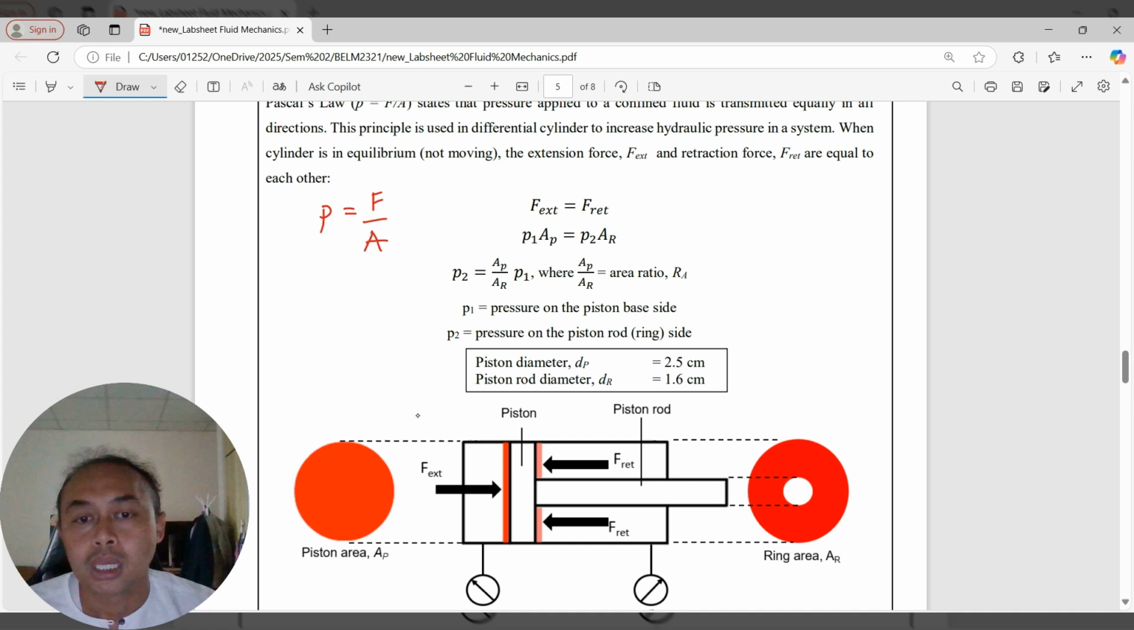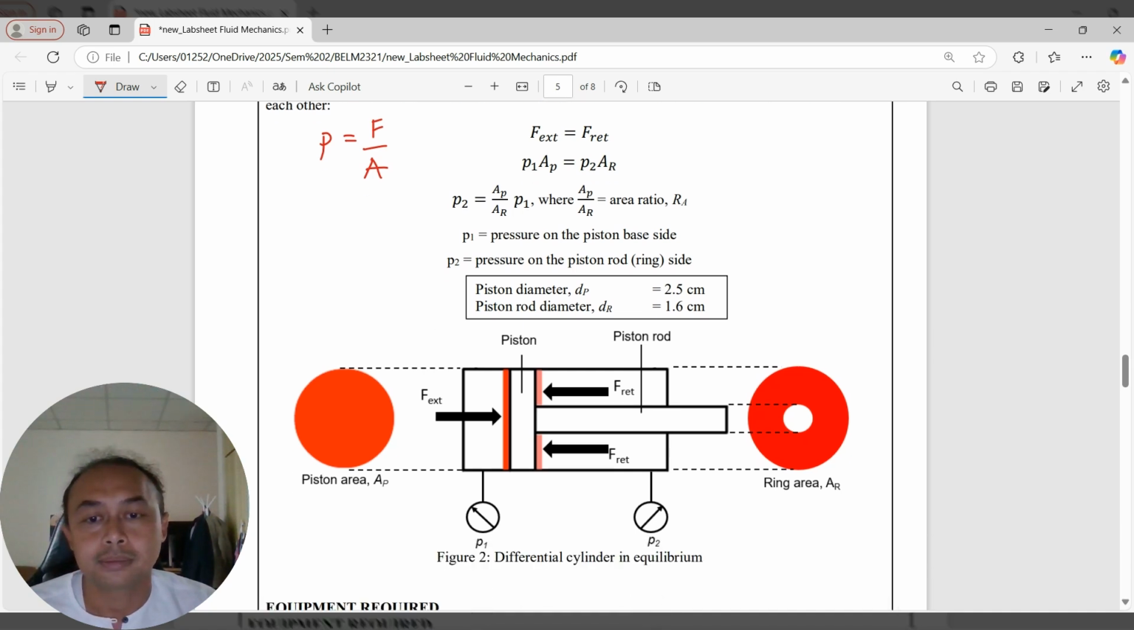All right. So we have this, we call it a hydraulic cylinder. You have the piston here, and then you have the piston rod having a certain diameter. It's given here. The diameter of the piston is 2.5, which is the whole diameter here. This is the P.